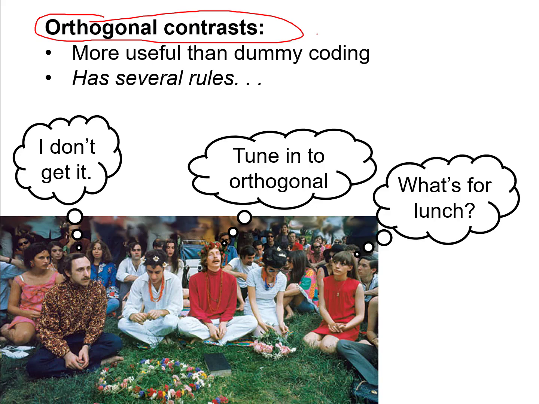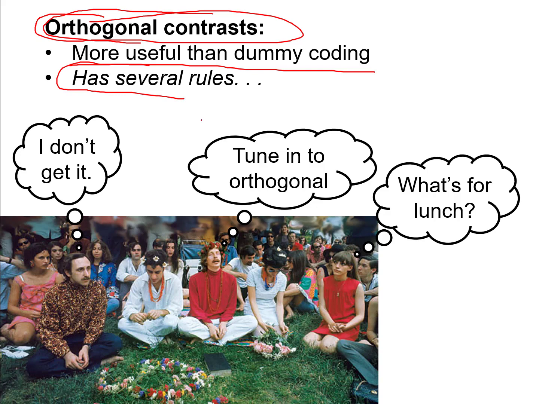So orthogonal contrasts are a specific approach to doing coding. Just like dummy coding is one approach to coding that involves the use of zeros and ones, orthogonal contrasts is a different approach to assigning numerical values to people based on group membership that can then be plugged into a regression equation. And orthogonal contrasts, as we will see, is more useful than dummy coding, especially when we have more than two groups and need to make multiple contrasts. To do this, we have to follow several rules, and I'm going to tell you about those rules in just a moment.